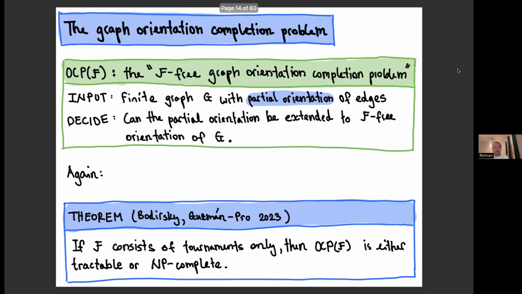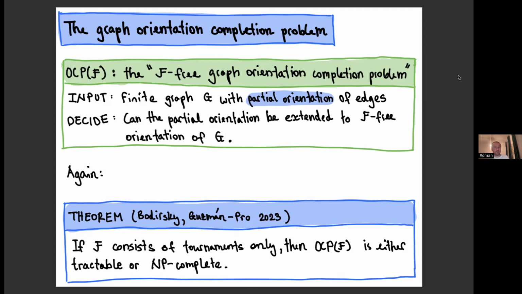And again, basically in the same paper, I think it's a different theorem in the paper, by this work of Manuel Bodirsky and Santiago Guzmán Pro, we know that if F consists of finite tournaments only, then the orientation completion problem is either tractable, so solvable in polynomial time, or it's NP-complete. Okay.